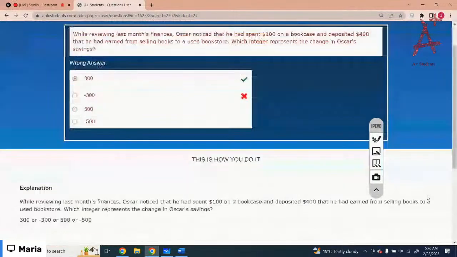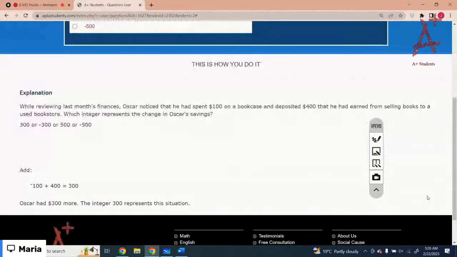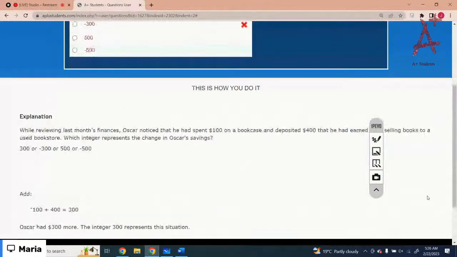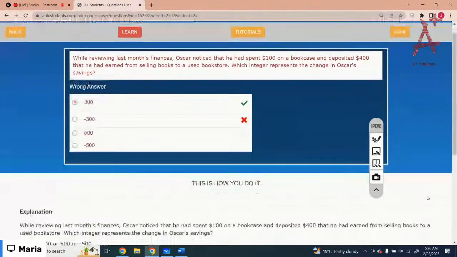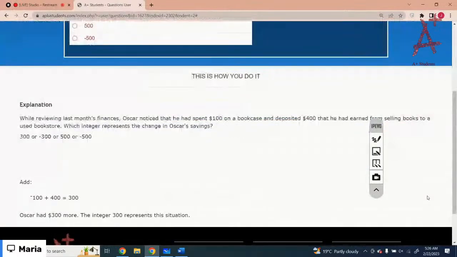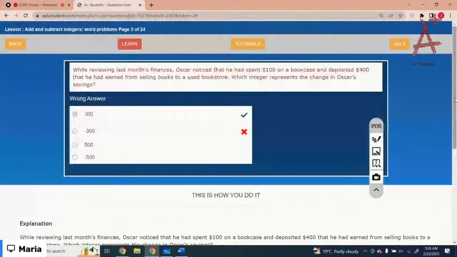Negative 100 plus 400. Okay. So 400 minus 100 is 300. No, not negative 300, because the question says he had spent 100 on a bookcase. So 100 is negative because he already spent 100. Then he deposited 400, so 400 must be added. So negative 100 plus 400 is 300. It is 300, not negative.